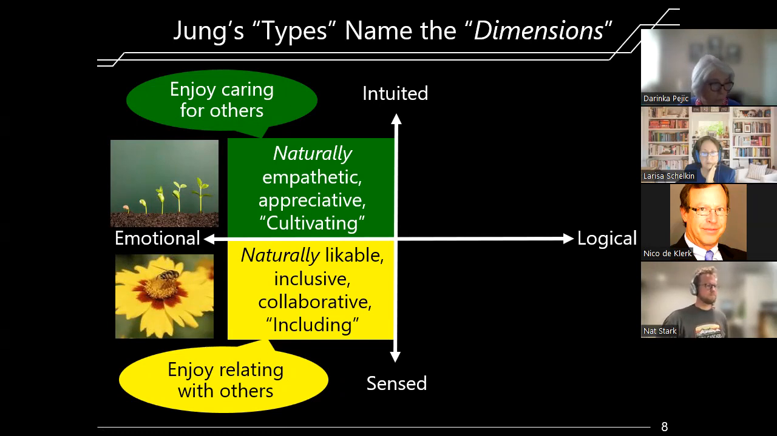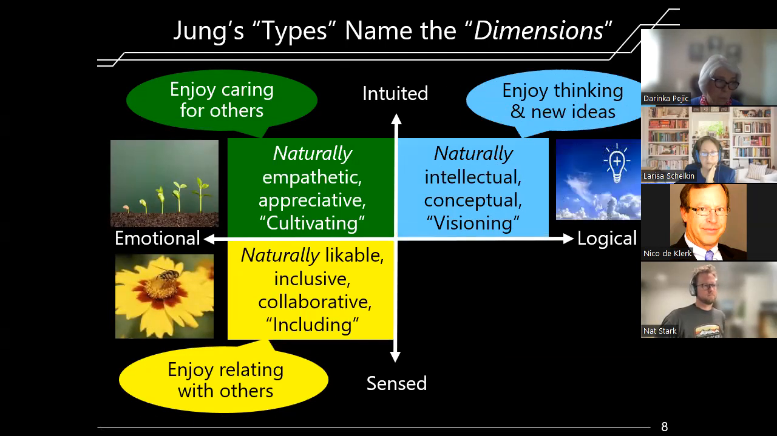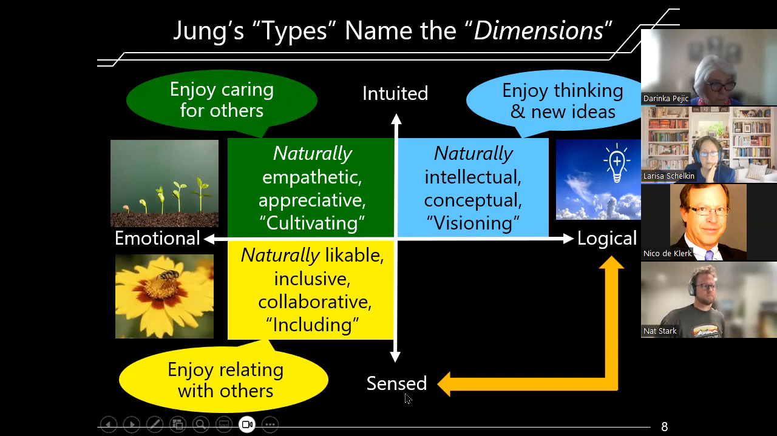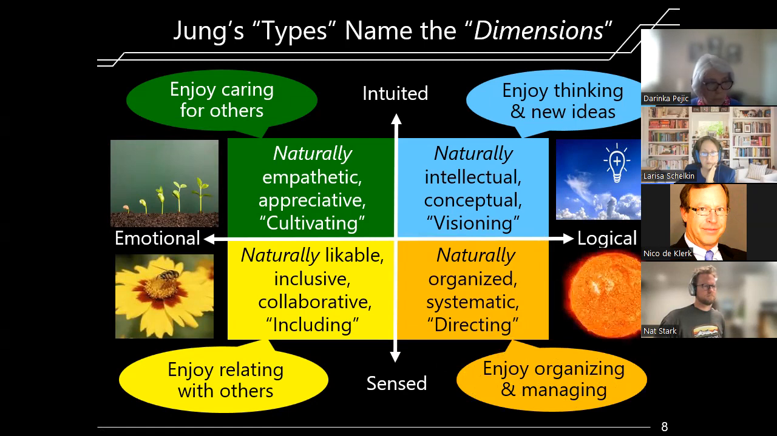Excuse me, I named it including because this is the deepest need relationally, to feel included. And I called it yellow because I had better uses for the other primary colors. If you're an intuitive information and logical decider, this is people who love to think. That's me. I called it visioning. I named it blue for blue sky. And if you're into logical deciding and senses, this is grounded heavily in reality. I called it directing, and I called it orange, like you can imagine how the sun organizes our solar system.